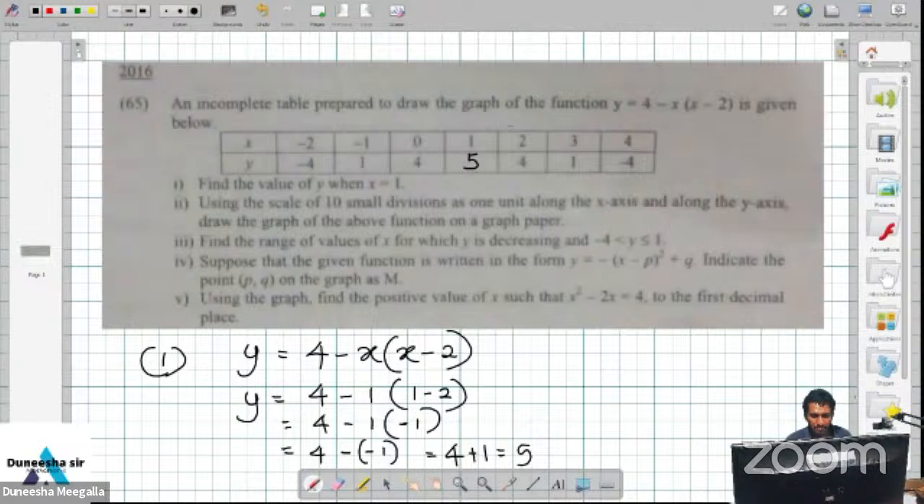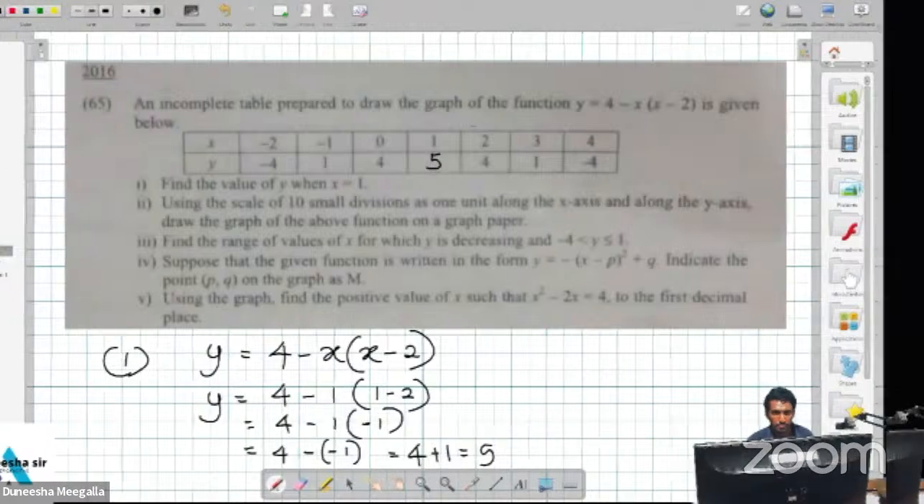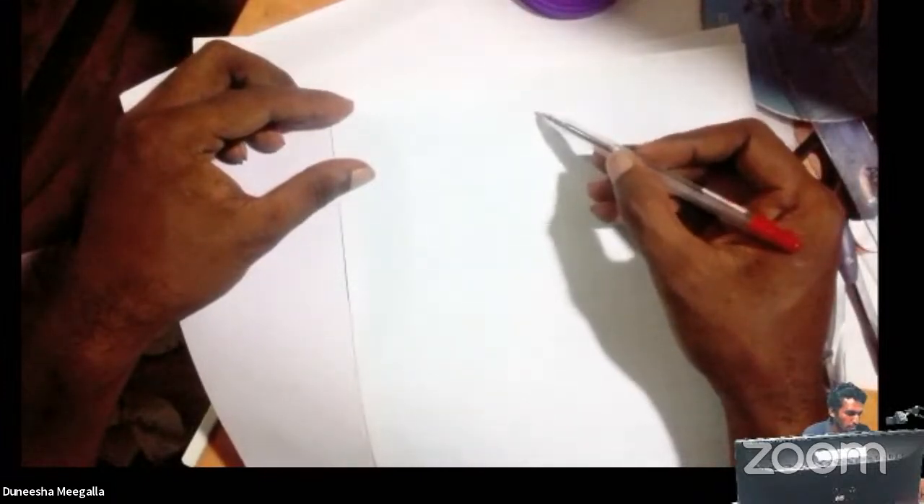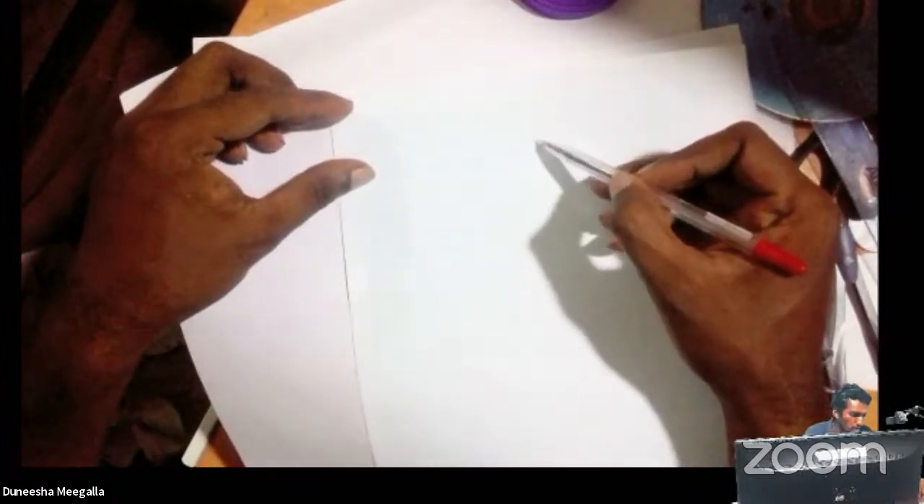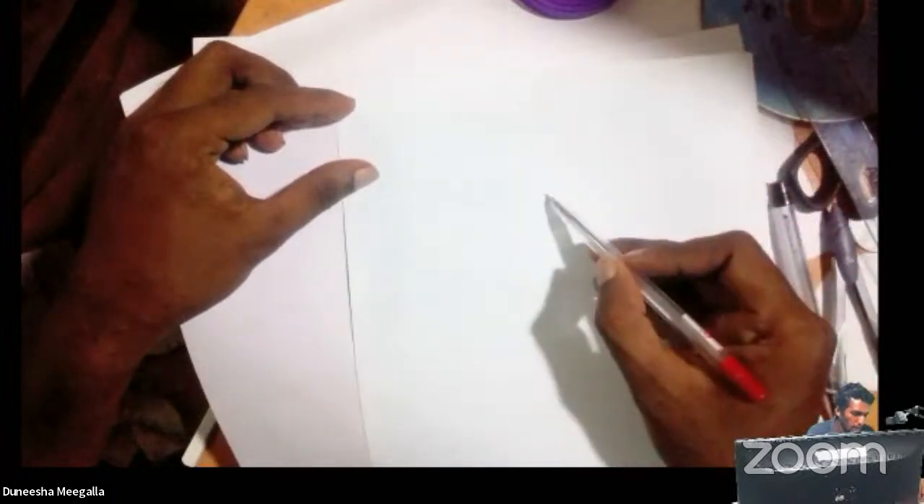Yes, sir. Then I will show how many squares you have on your graph paper in the horizontal way. 1, 2, 3, 4, 5.